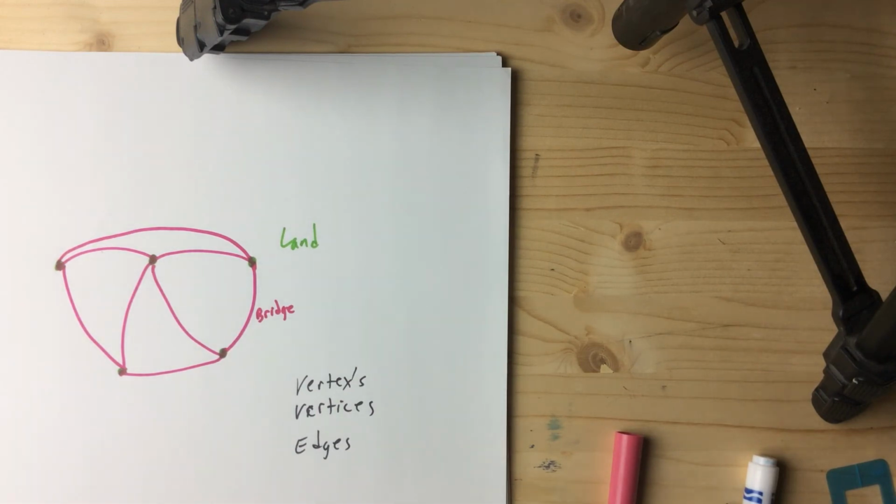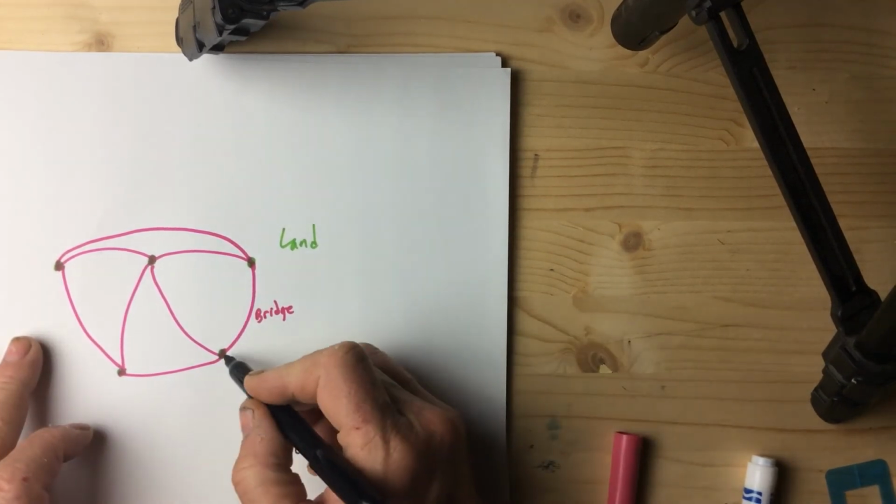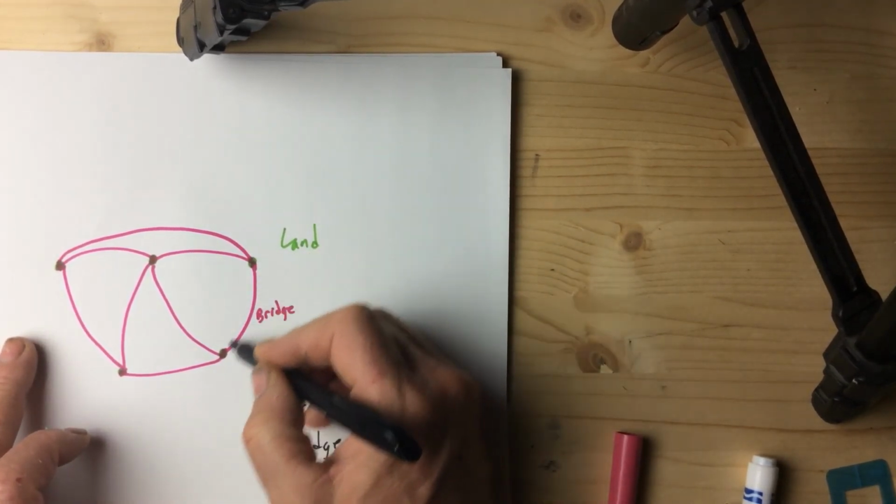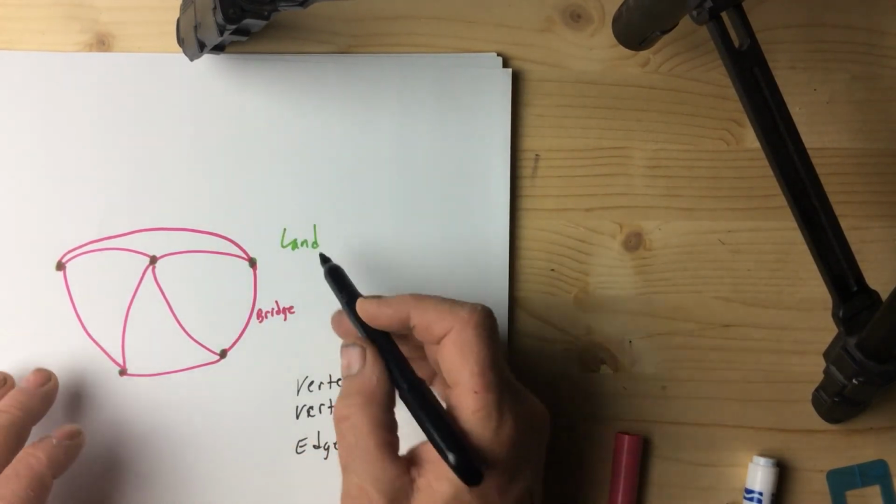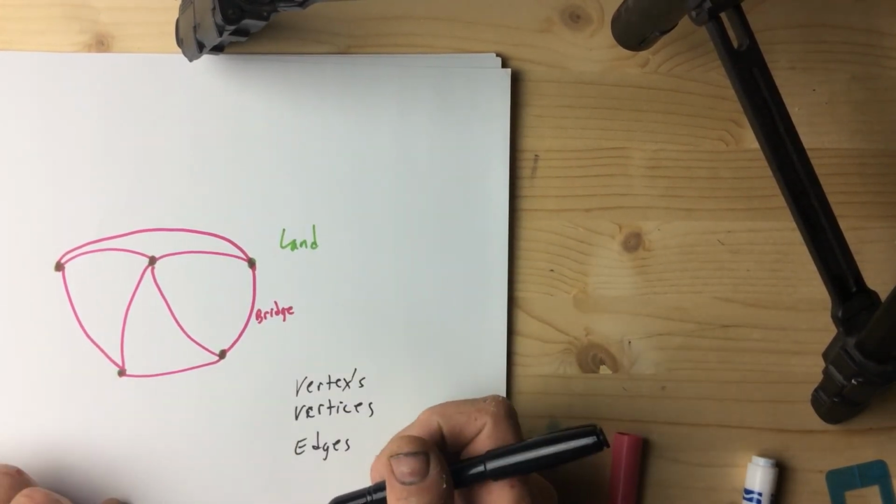But what happens if you move it around like they did and you got them in different spots? Well, it doesn't matter. The graph represents relationships. This is a relationship. This piece of land and this piece of land has a bridge between it. Really doesn't matter if that land's north of that land or not.